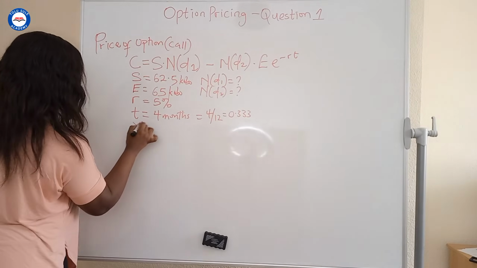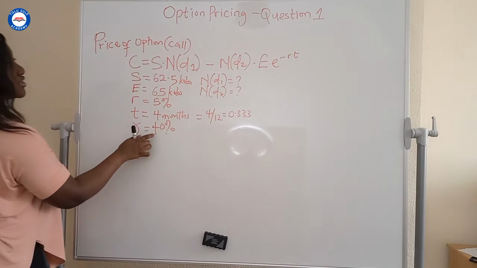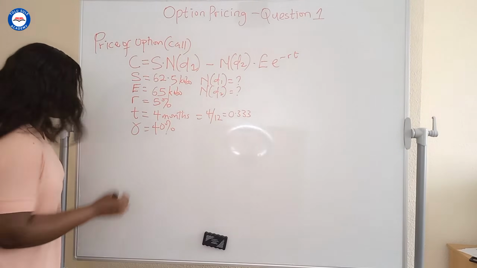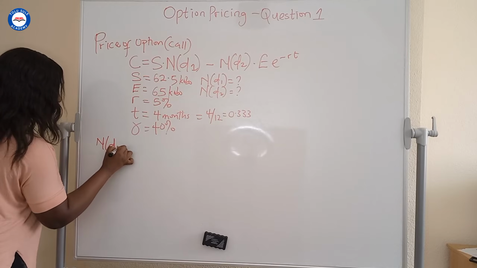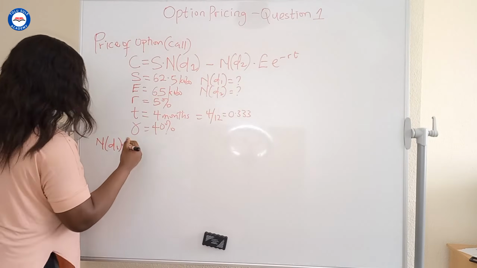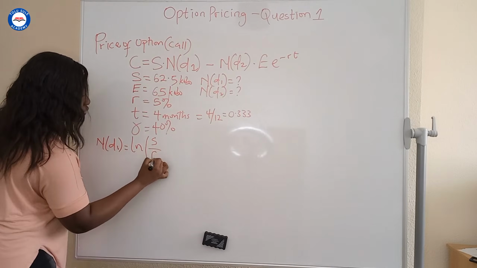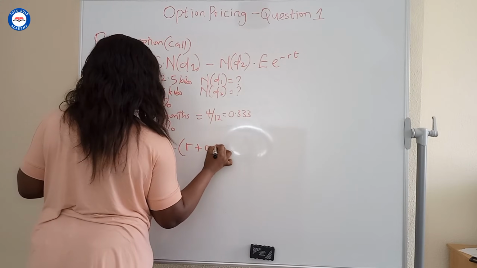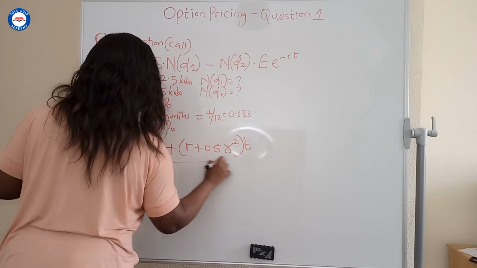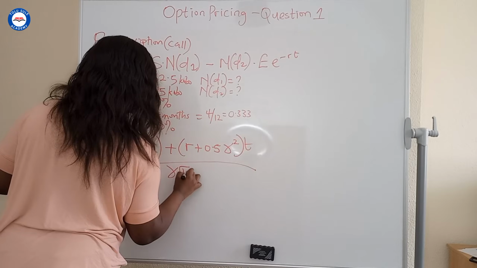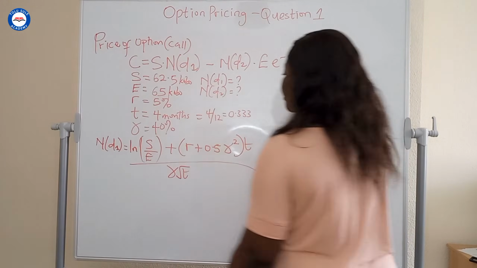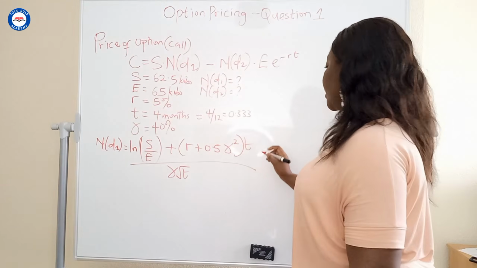In the question, they also told us the standard deviation is 40%. You need the standard deviation when you're trying to get your ND1 and ND2. So since we don't know ND1 and ND2, we go and solve it. ND1, what's the formula for ND1? It's always given in your exam question at the back. Ln S/E plus R plus 0.5 standard deviation square T all over standard deviation root T. So this is the formula for ND1. All you need to do is put in those variables and you get your ND1.